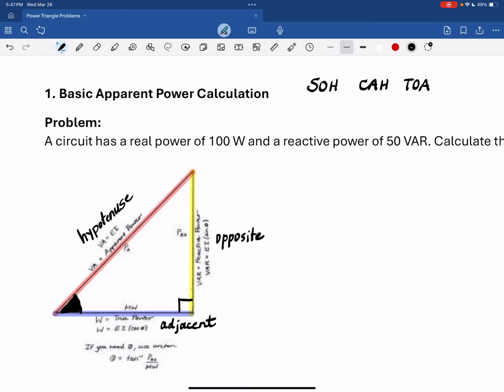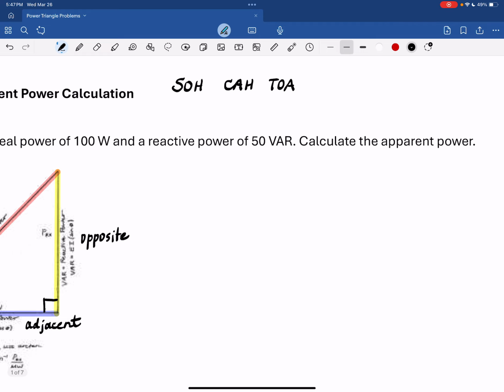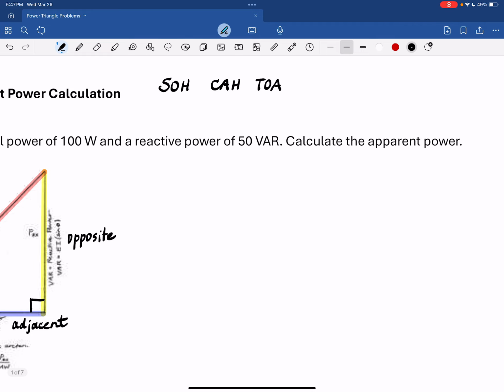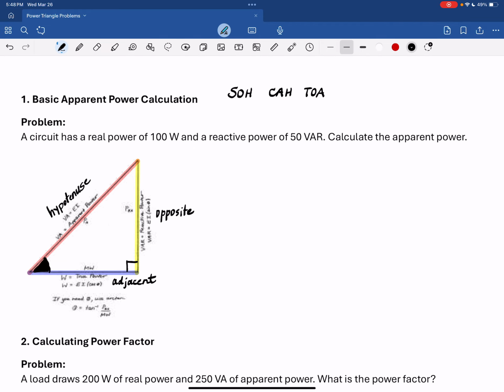This is a basic apparent power calculation. A circuit has a real power of 100 watts and a reactive power of 50. Calculate the apparent power. So we are looking for apparent. So let's do this process that we've learned. You know that you have 3 elements in a right triangle. You have hypotenuse, opposite, and adjacent.